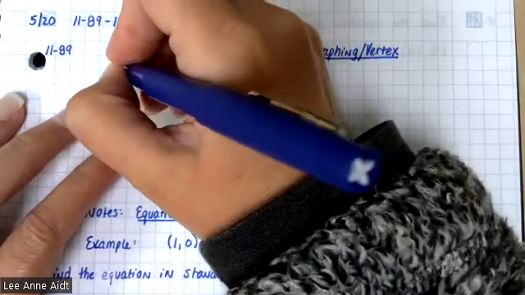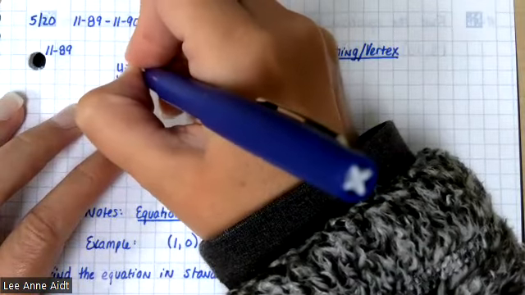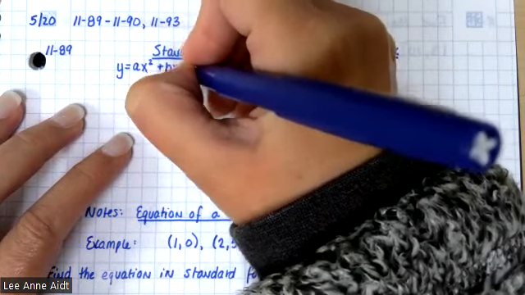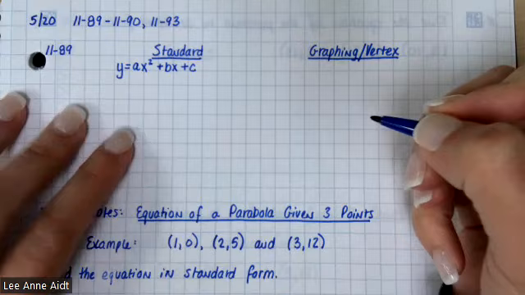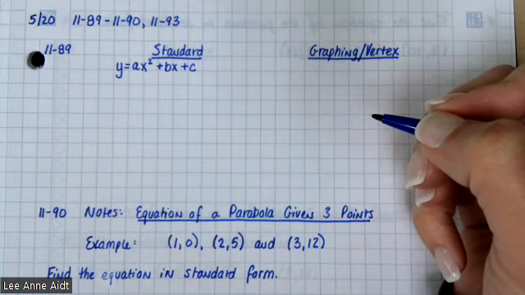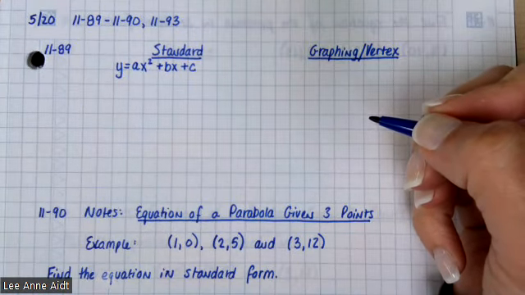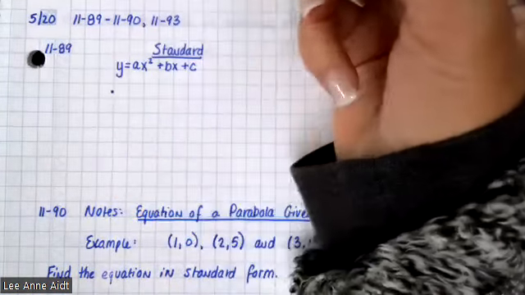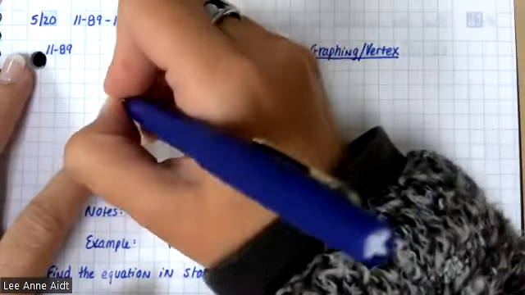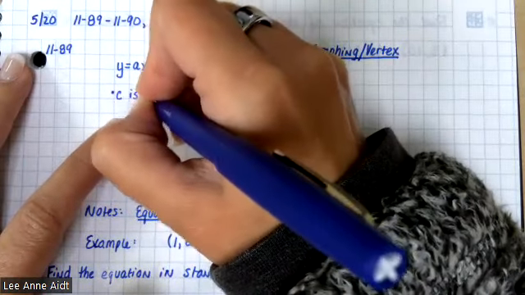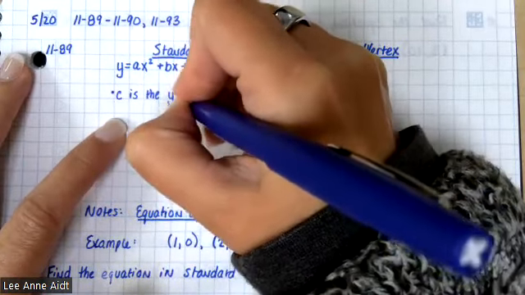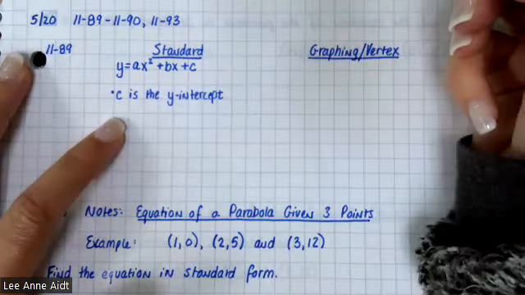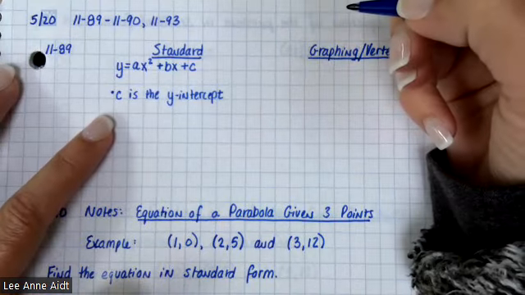Standard form is y equals ax squared plus bx plus c. That's what standard form of a parabola looks like. You guys have done a lot of work on that this year. The first thing I want you to know about it is c is the y-intercept. That really shouldn't be news, I'm hoping.